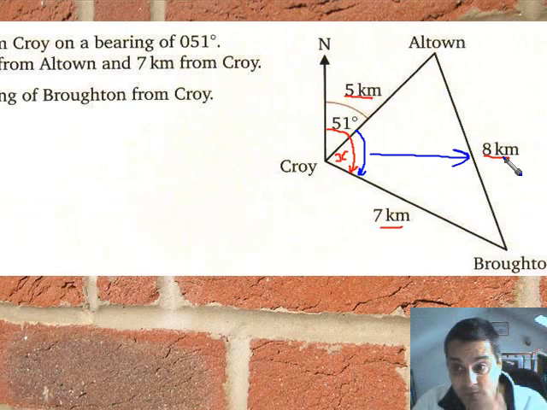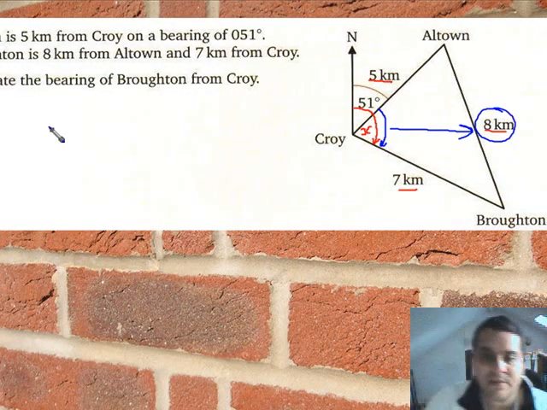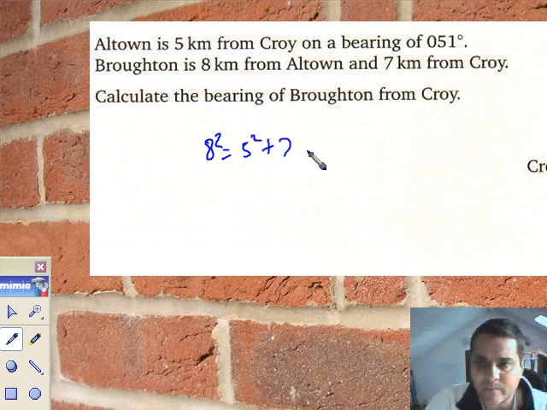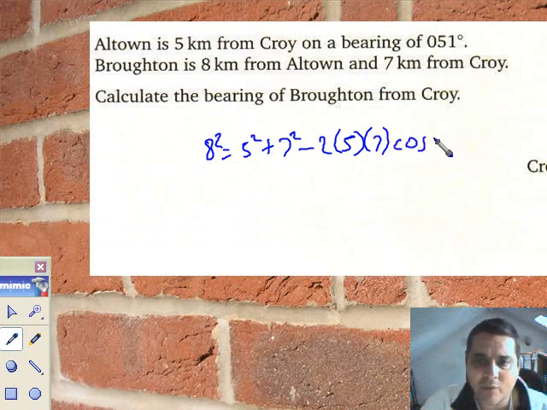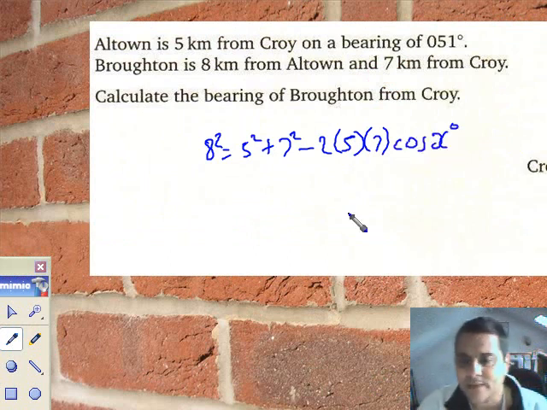So I've got to start by putting my 8 squared first. So 8 squared equals the other 2 squared, take away 2 lots of the other 2, remember? That's how I teach it. Multiply the cosine of the angle that we want, called X. And once we've got X, we'll add 51 onto it.